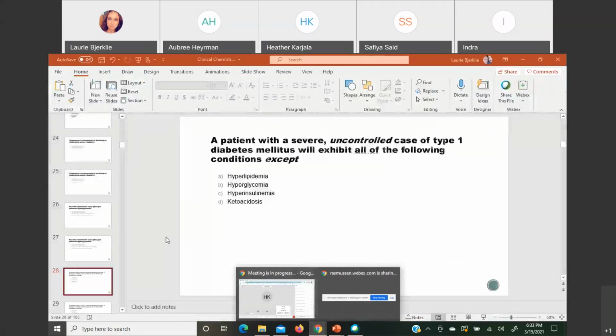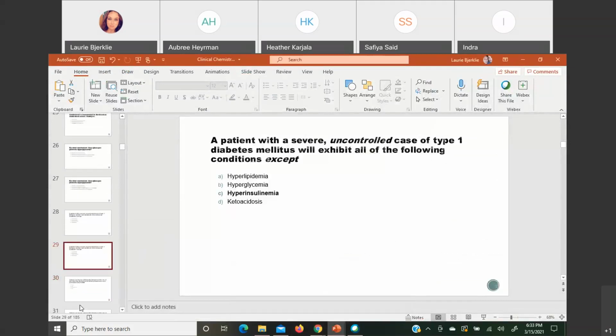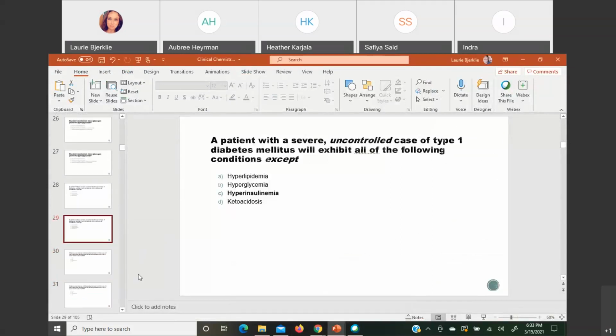All right, I have a couple of people that have answered, so let's take a look. And it is hyperinsulinemia. So in people that have very uncontrolled diabetes, they definitely can have high lipid levels, high glucose levels, and they can be at risk of going into ketoacidosis if it gets very severe.